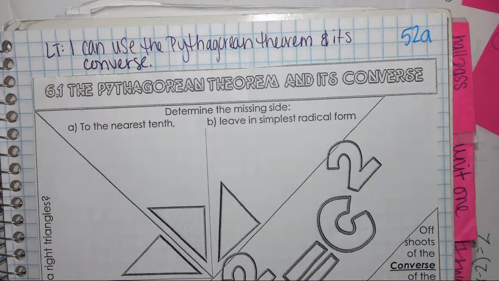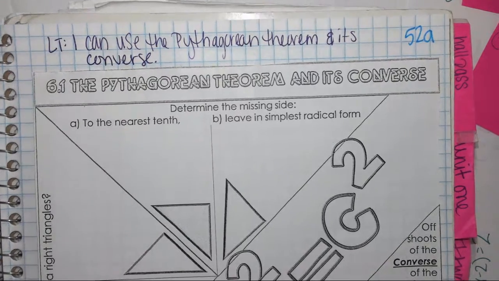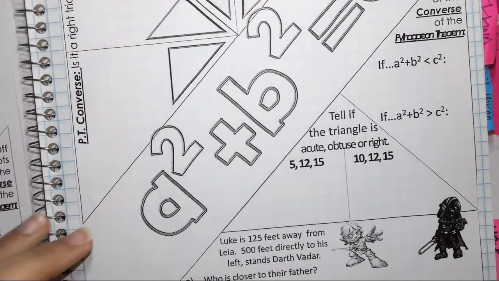Now, please draw for me a right triangle down here in the bottom corner.